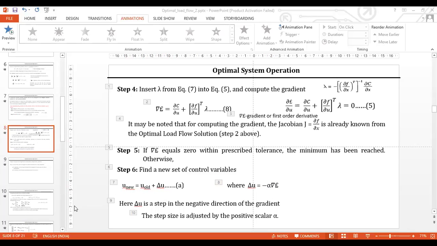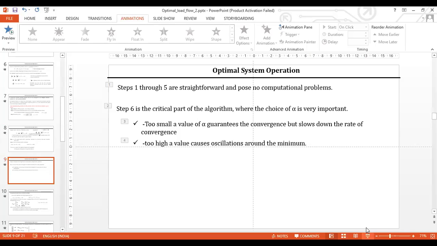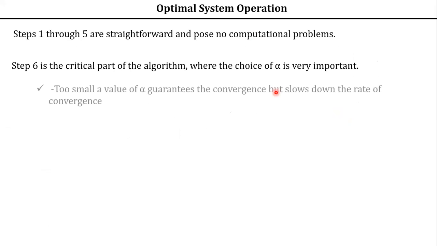And how to select alpha? There are other optimization methods available, however we will not deal with the selection of the alpha value here. Some algorithms are there to select an appropriate value of alpha. For your purpose, I have explained this: if the alpha value is a very small value, then it guarantees convergence. However, it slows down the rate of convergence.